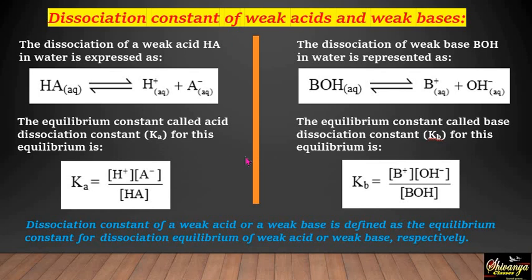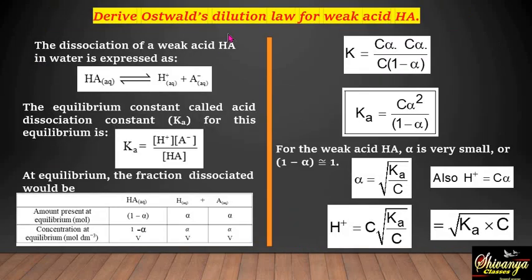So here we have to understand the formula for Ka, which is the dissociation constant of a weak acid, and the formula for Kb, which is the dissociation constant for the weak base. Now the next point is Ostwald's dilution law for the weak acid HA. In a further slide, Ostwald's dilution law for the weak base BOH. So the question is, derive Ostwald's dilution law for the weak acid HA.